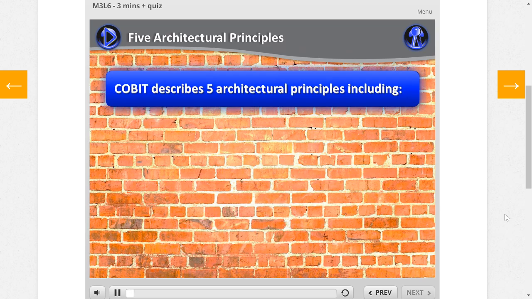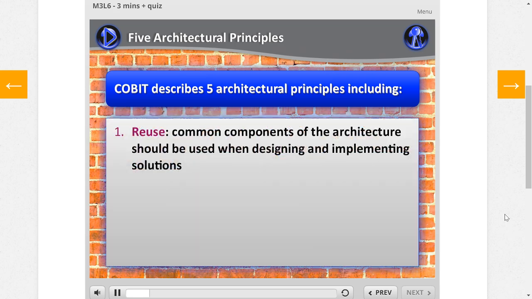COBIT 5 describes 5 architectural principles, including reuse. Common components of the architecture should be used when designing and implementing solutions. For example, if the business needs some new functionality, then it is better to enhance an existing service rather than to develop a completely new one.